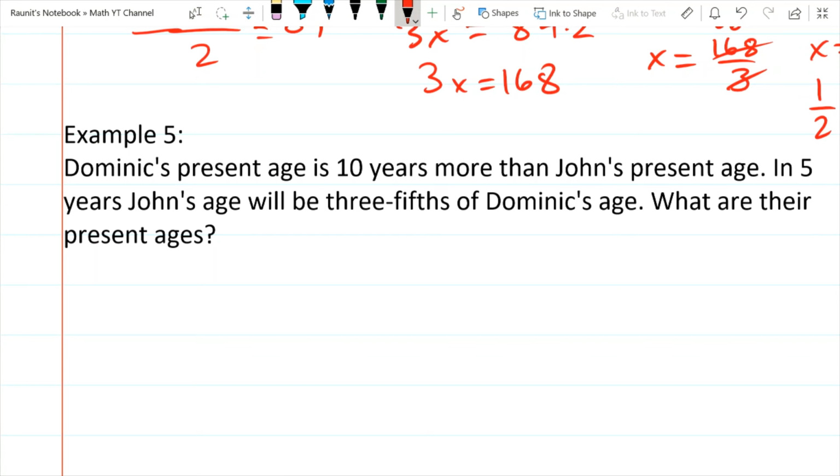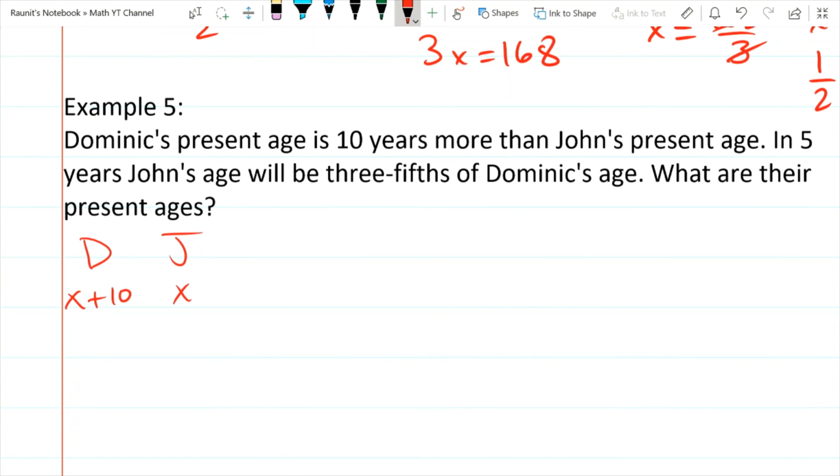So Dominic's present age is 10 years more than John's present age. So let's see, Dominic is going to be D, and then John is going to be J. I'm just going to use that. Dominic is 10 years older than John. So John is x, and then Dominic is going to be x plus 10. In 5 years, you're going to add 5 to both sides, because both of them are going to be grown by 5 years. So you get x plus 15, and then x plus 5.